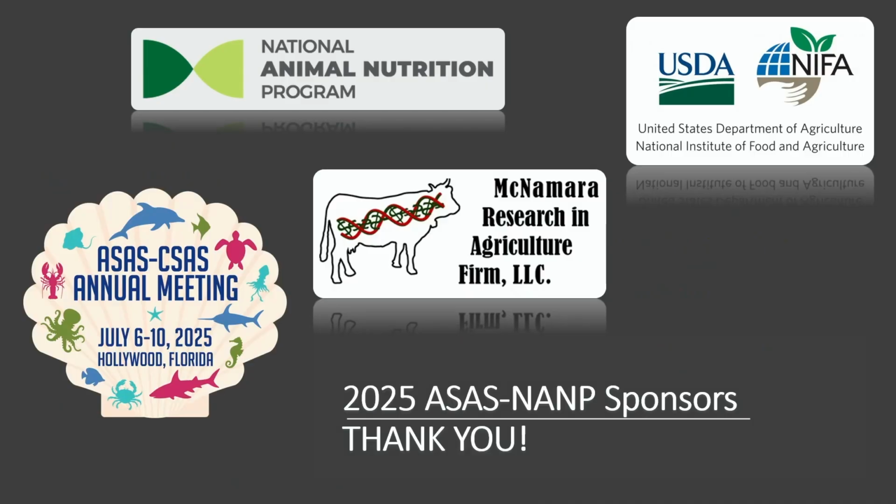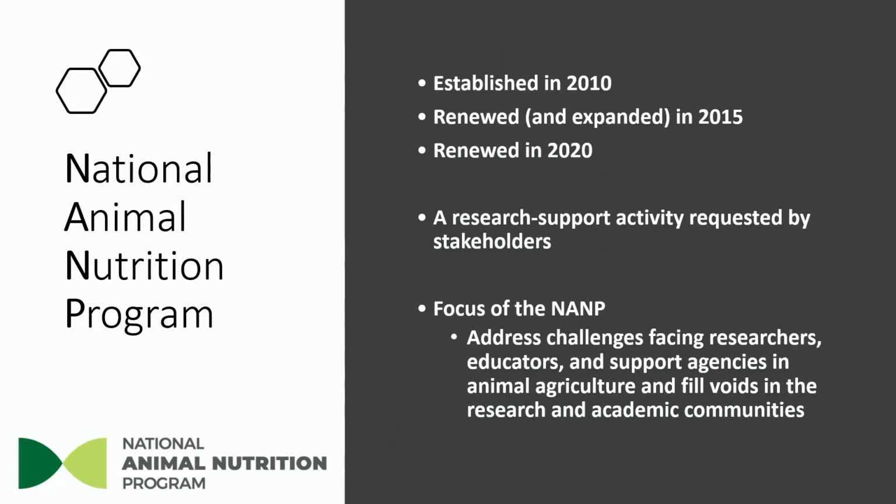It's very important to mention the sponsors for this workshop. And I would like to highlight, first of all, the NANP. This is the National Animal Nutrition Program. I'll talk a little bit about it in a second. Then we have the ASAS, the association, for helping us with this, the John McNamara Research Fund in Agriculture, and also USDA NIFA. So those are the sponsors for this workshop series.